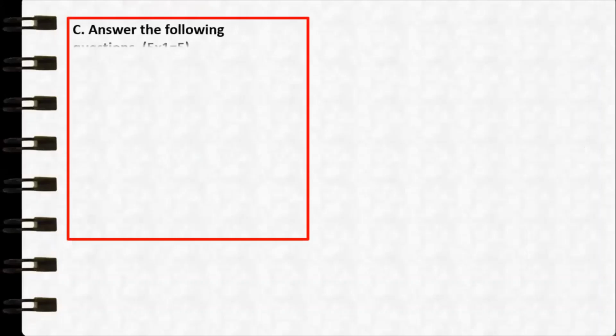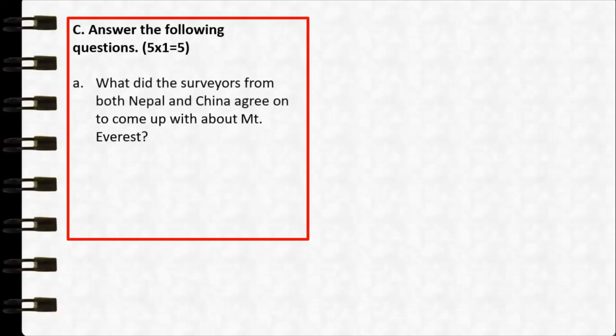Now, question number C, that is the third question from the passage, which is answer the following questions. In fact, this sort of question demands a one or hardly two sentence answer because each question carries only 1 mark. And while solving this sort of question, first see the keyword from the question and search the keywords in the passage, and there you get the answer.